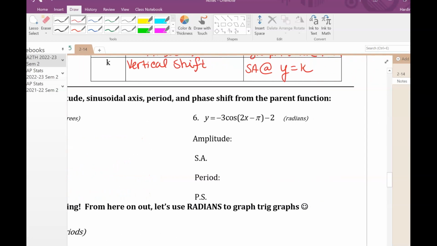Here, if we're doing this one in radians, same thing. I need to factor this out before I answer these questions. So that's what that will look like. The amplitude is 3. The sinusoidal axis is y = -2. The period of the graph, 2 pi divided by 2. And then the phase shift is right pi over 2.